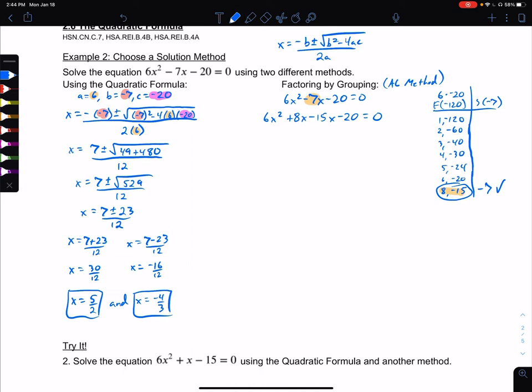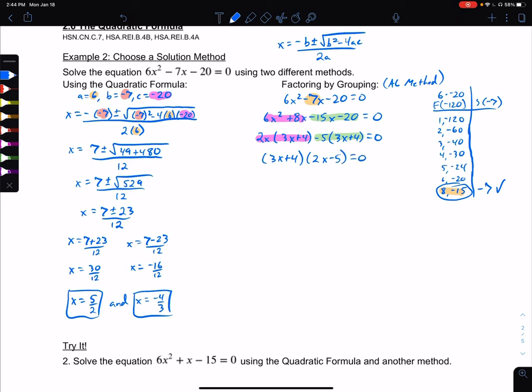Now we'll look at factoring by grouping. My first two terms, 6x squared plus 8x, I'm going to factor a 2x out, and I am left with 3x plus 4. So that comes from, let's highlight these, these two would factor into that. And then the negative 15x will factor here. So I'm going to factor out a negative 5, and I'm left with 3x plus 4. That'd be equal to 0. And then I can rewrite this as 3x plus 4 times 2x minus 5.